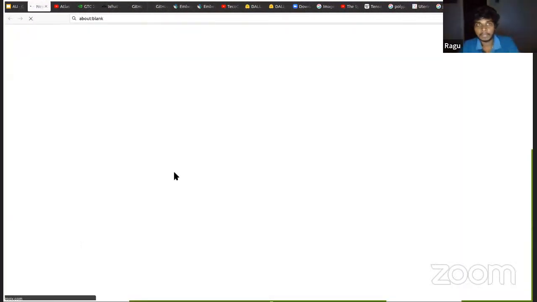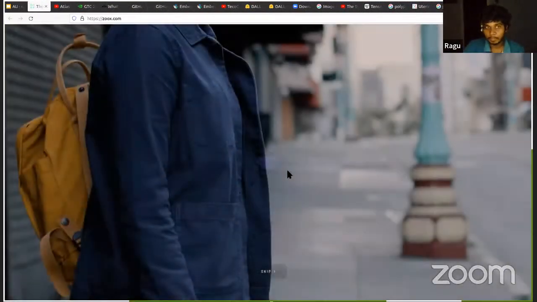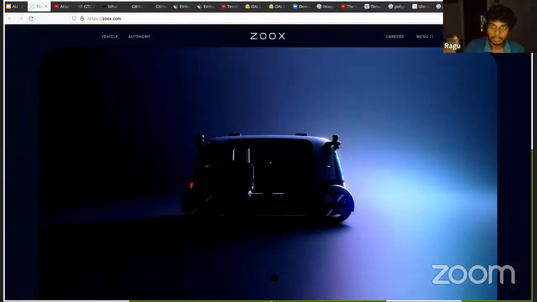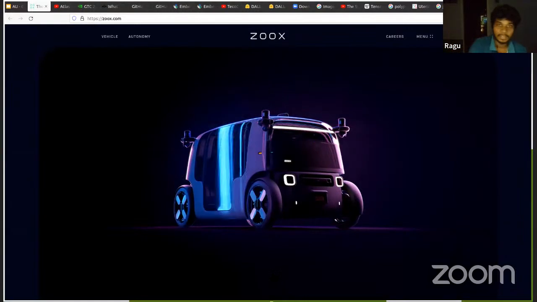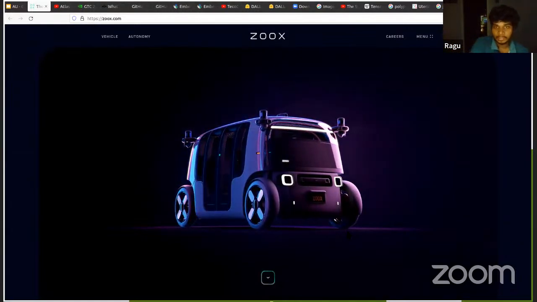Okay, Zoox. Zoox is one of the most advanced autonomous vehicle companies, and it's by Amazon actually. It has full autonomy, level 4 autonomy. For autonomous vehicles, there are levels from level 0 to level 5. I will talk about level 5 first. Level 5 autonomy is where you can put the car in any situation, any place, like you can even put the car on Mars and the Moon.